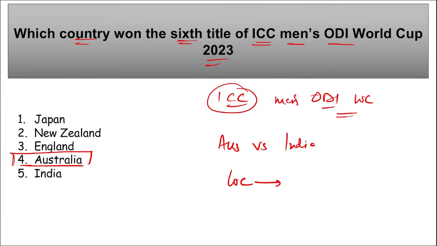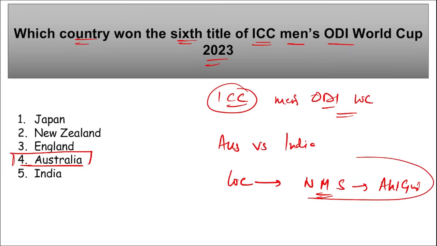What is the location where this match was held? It is Narendra Modi Stadium. And where is this? This is in Ahmedabad, Gujarat. And remember, this is the biggest stadium in the world, Narendra Modi Stadium. Correct. And who won this? This was the 6th win for the Australian team here.